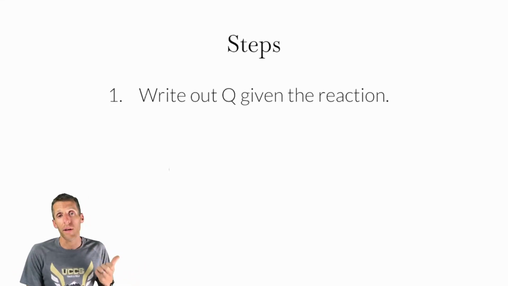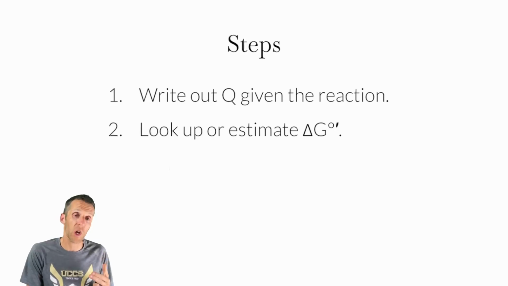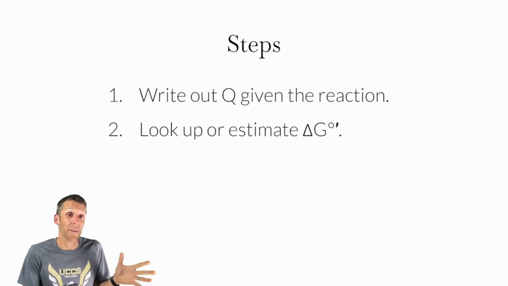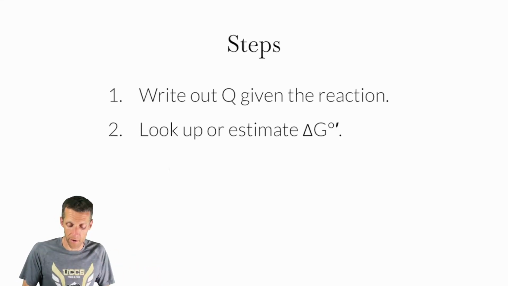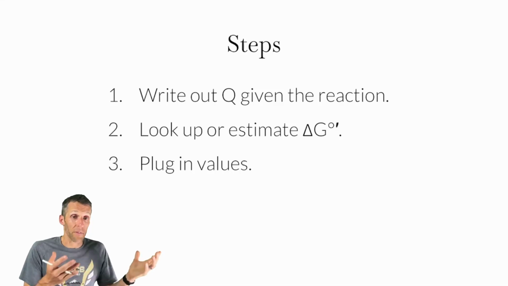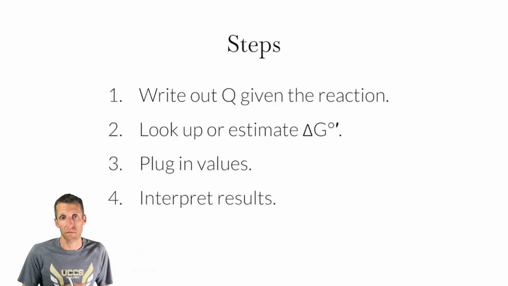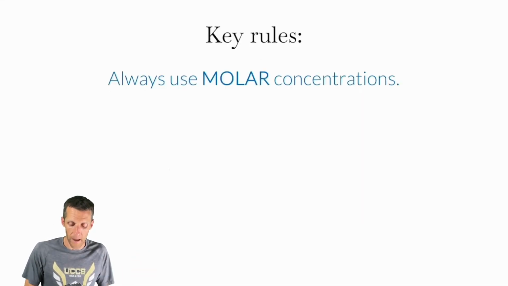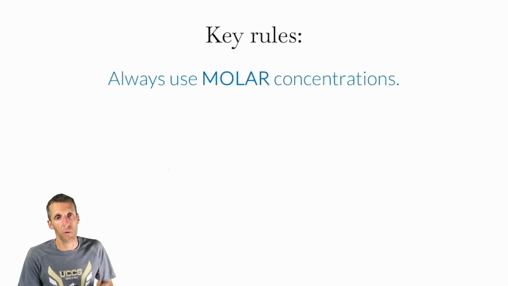We would write out Q given the reaction. We would look up or estimate delta G naught prime. This is something that you basically have to find from somewhere else. This is not something you can just make up or derive without other information. We plug the values in, and then we do some interpretation of those results. So let's do some quick rules, and then we'll do it for our specific example of lactate and pyruvate.